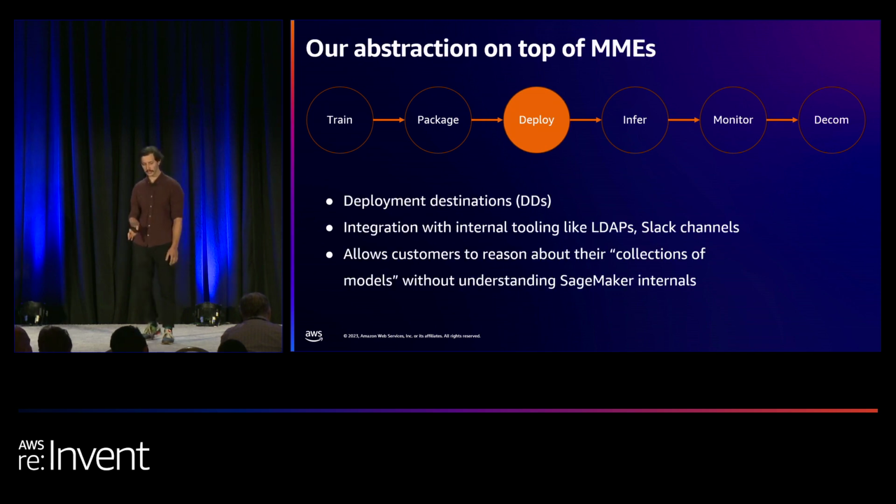What we've done here is we've built a little bit of an abstraction on top of these multi-model endpoints. We call them deployment destinations, and they integrate with internal tooling like LDAPs or Slack channels, and it allows customers to reason about groups of models without understanding the internals of SageMaker. And I really recommend that you do the same if you're building something for multiple teams within your organization. You probably don't want everyone to have to understand SageMaker.